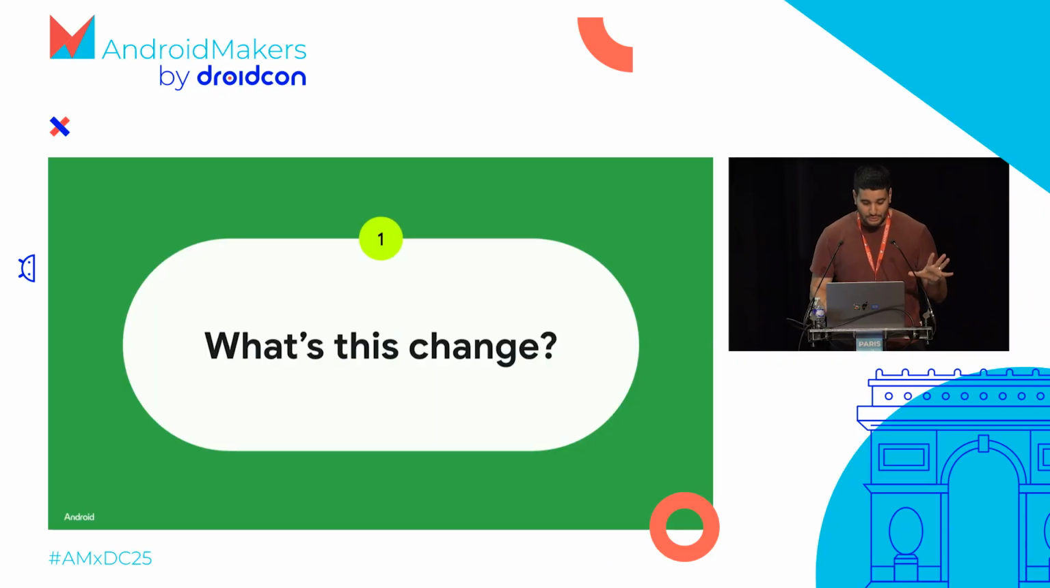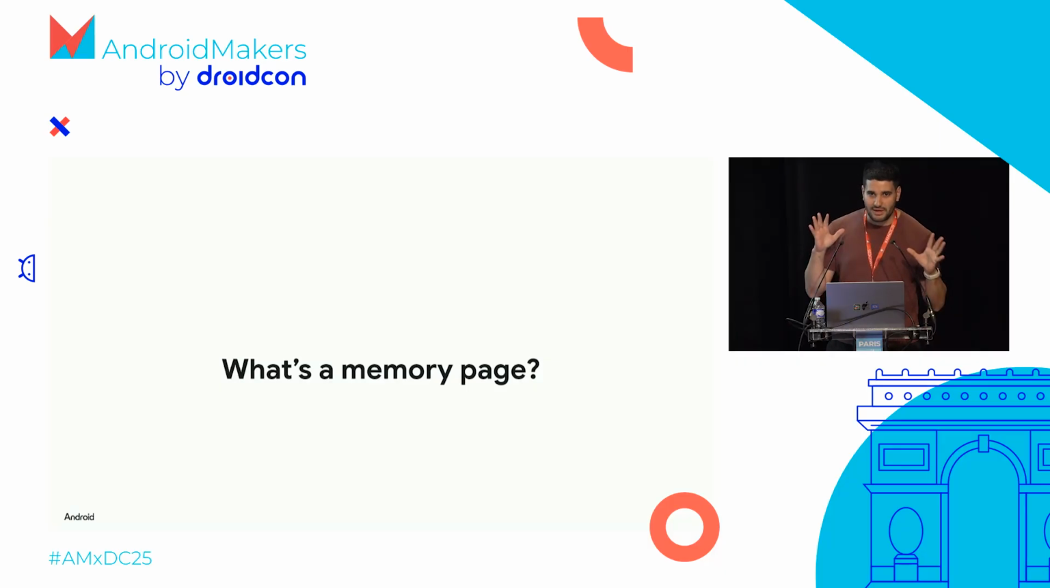But in short, what's this change? What's even a memory page? I started with that, and I'm not a native developer myself. I'm more of a Kotlin developer. So when I started, I had no idea. It's just a page. I guess it's just a chunk of memory.